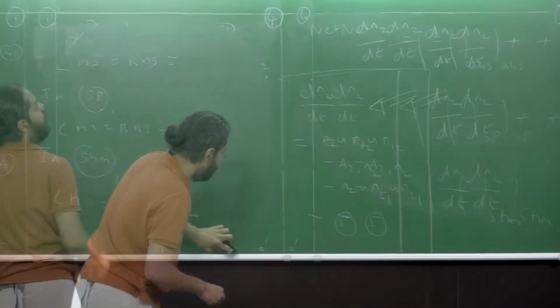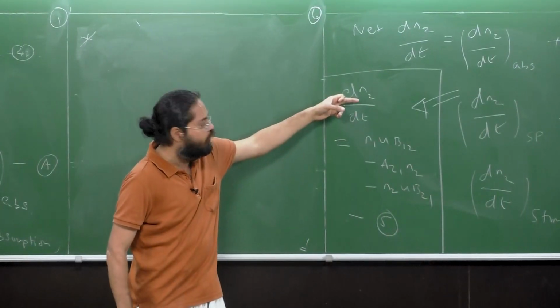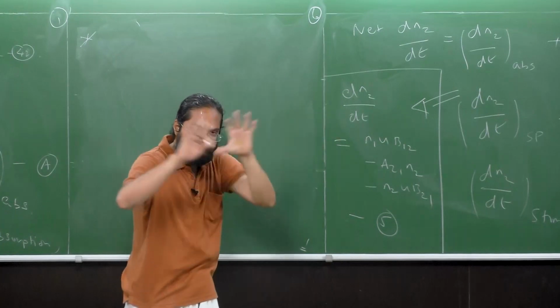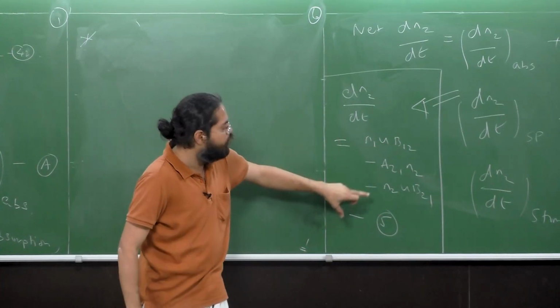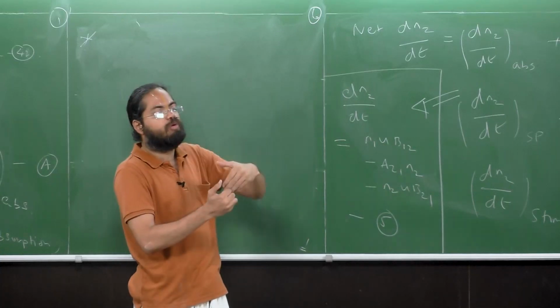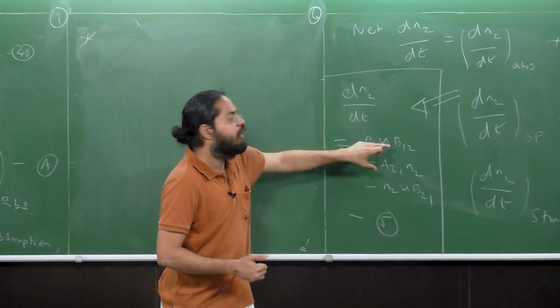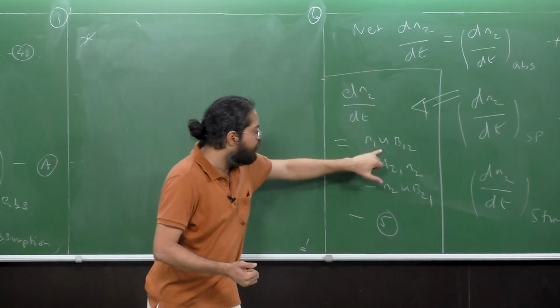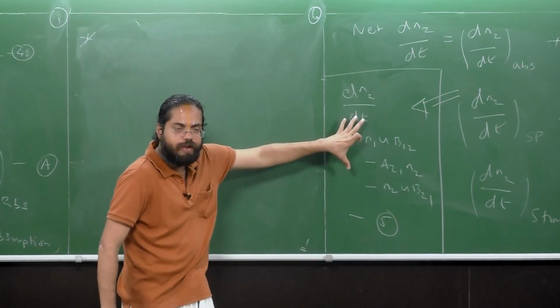I'll delete it. See, so we have the expression for dN2 by dt, the net change in the number of electrons per any given unit of time, expressed in terms of the number of electrons in the ground state, the number of electrons in the excited state, and also the Einstein coefficients under the assumption that the black body radiation holds good. This is the meaning of expression 5 here.